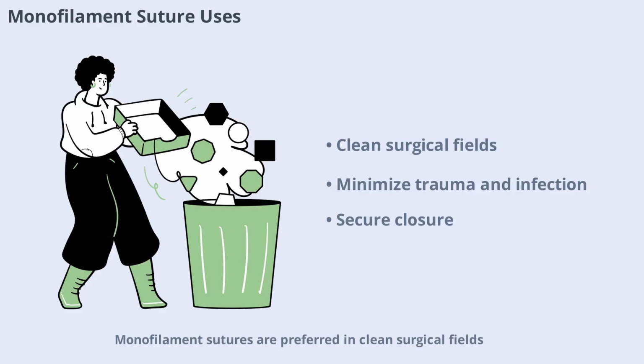Monofilament sutures are preferred in clean surgical fields where minimizing tissue trauma and infection risk is important. Their smooth surface allows for easy passage through tissues and reduces the likelihood of bacterial harboring. These sutures are ideal for procedures requiring secure closure and minimal tissue reaction.